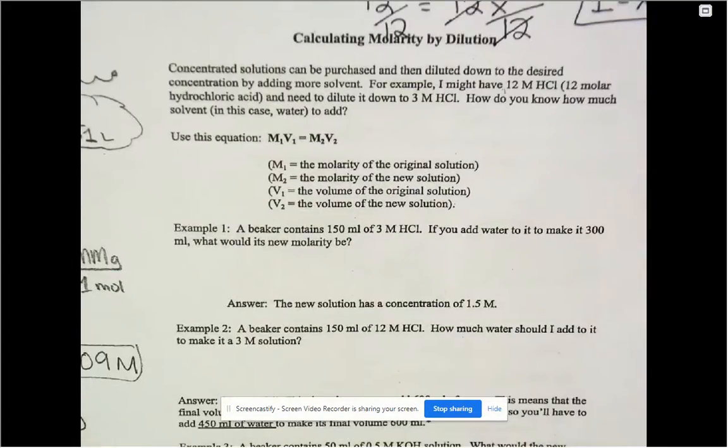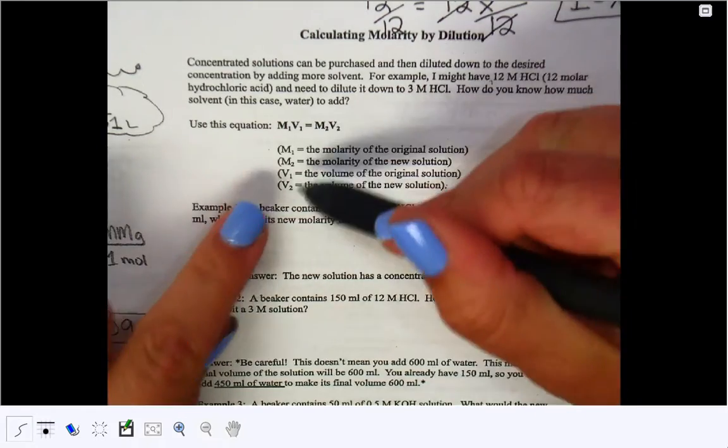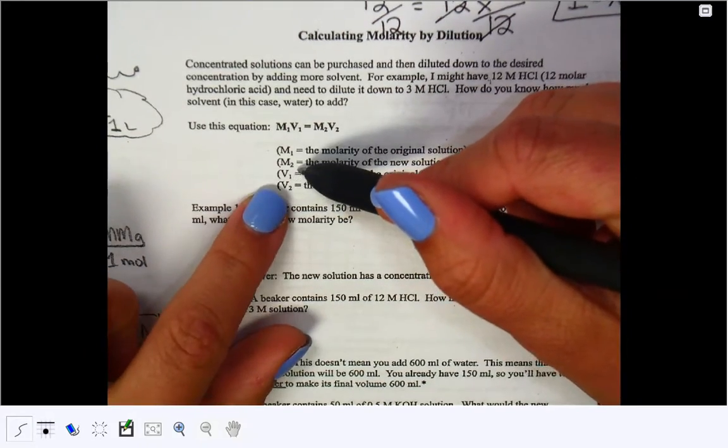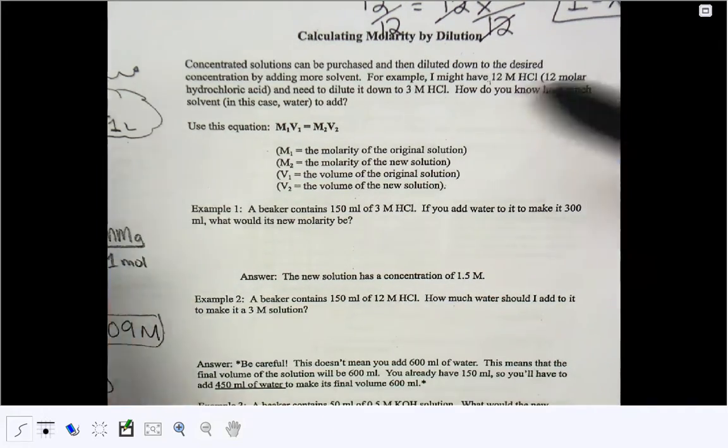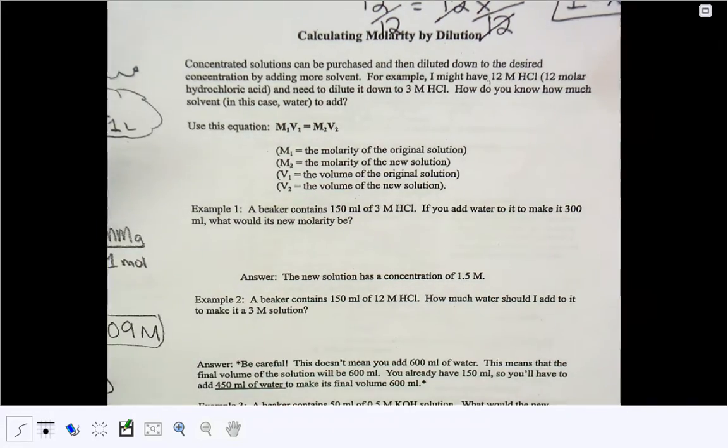Now let's get down to the basics here. So we have our variables. Our variables are still M and V. So molarity versus volume. Molarity had to do with concentration. Volume has to still do with an amount, okay?